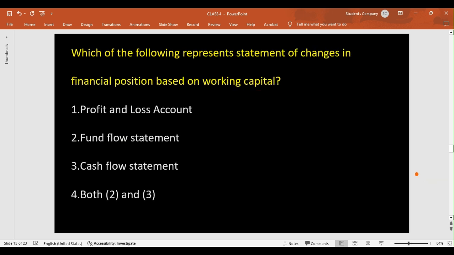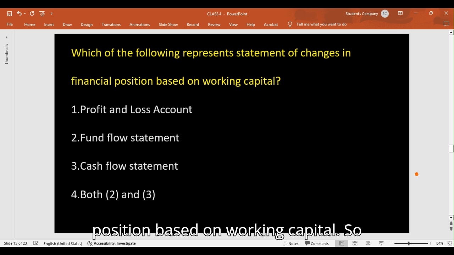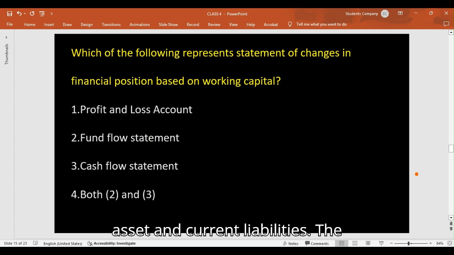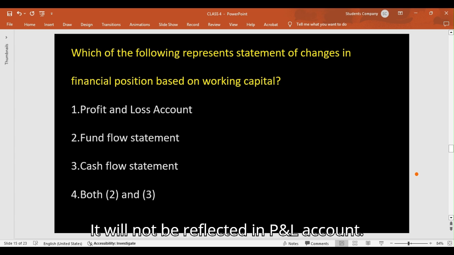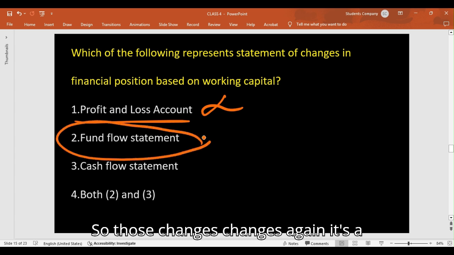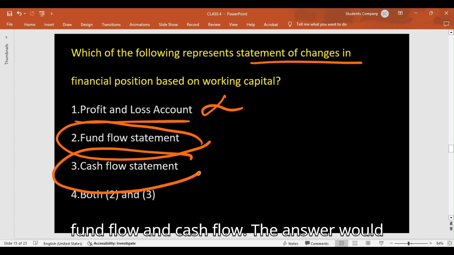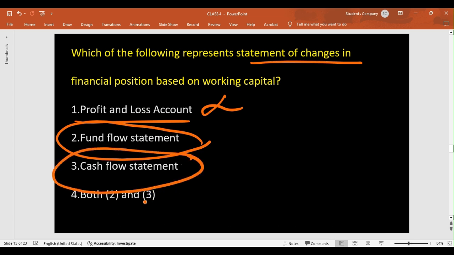Which of the following represents statement of changes in financial position based on working capital? So working capital means your current assets and current liabilities. The difference will be the net working capital. So this will be reflected. It will not be reflected in the P&L account. So those changes, again, it's a statement of change they are talking about. So this will be reflected in your fund flow and cash flow. The answer will be both 2 and 3.